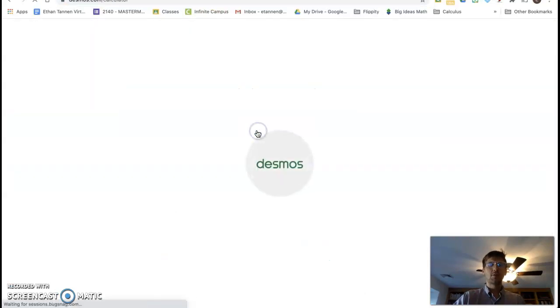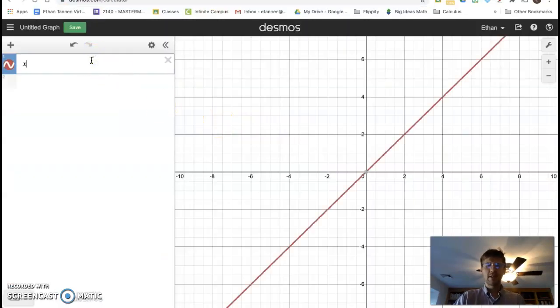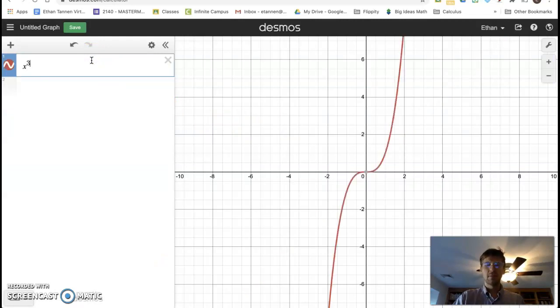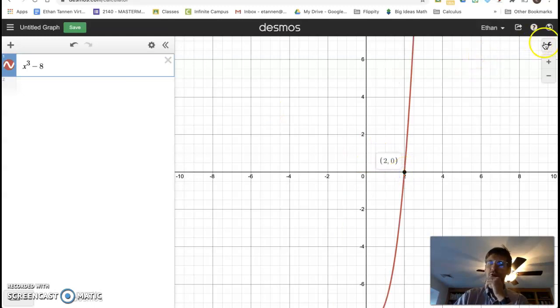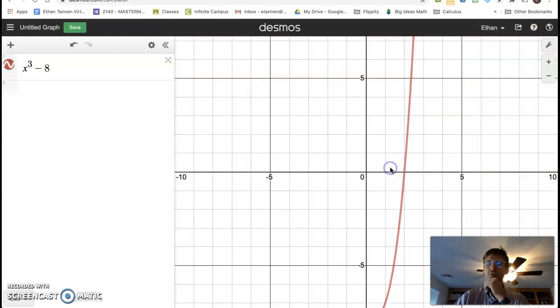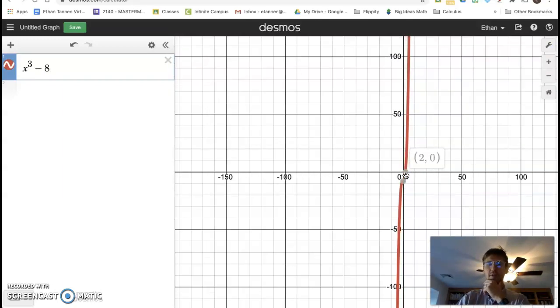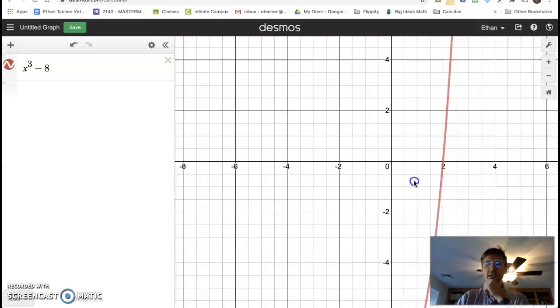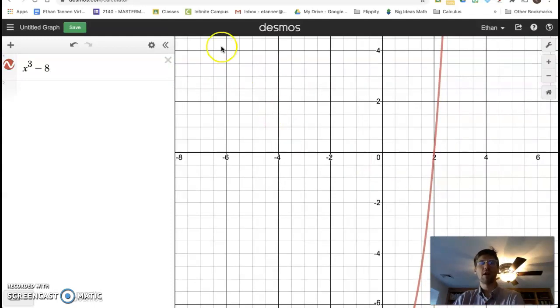x cubed minus 8. And exactly what you're going to see is what we had just discussed. Only one solution shows up on the graph. So if you know that it's third degree and only one real solution shows up on the graph, what you know is that the other two solutions have to be non-real complex.